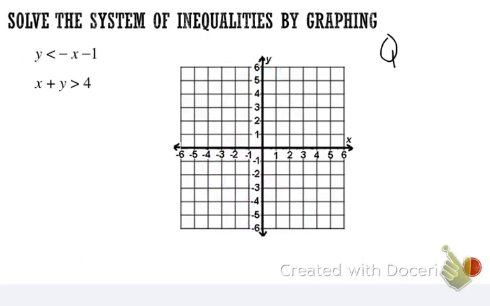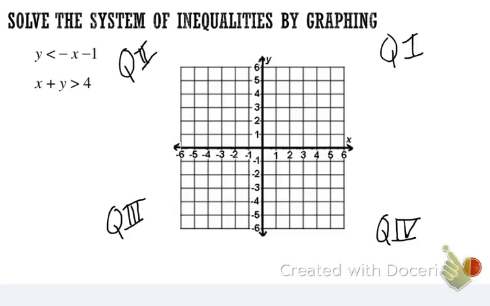I'm going to label the quadrants first. Then I'm going to label the inequalities. This is A and this is B. I'm going to graph the first inequality, which says start at the -1 on the y-axis, then use the slope. In this case, I have a -1 slope and put it over 1. So this means you're going to go down 1, move to the right, or up, move to the left.